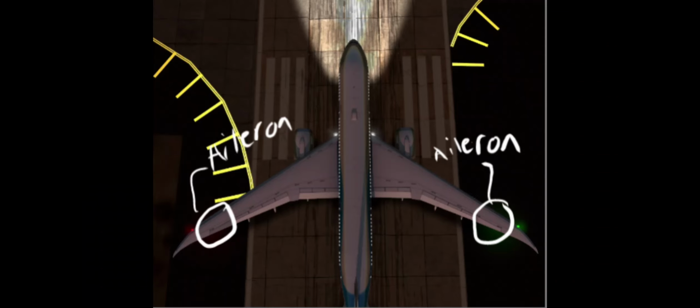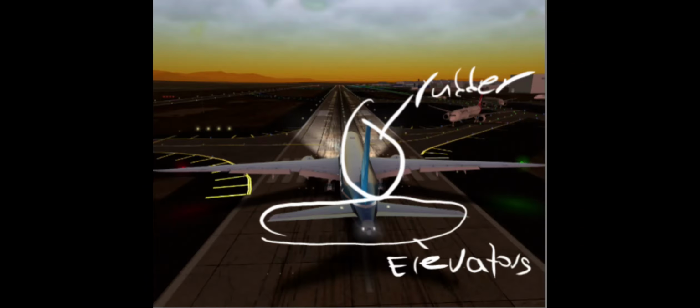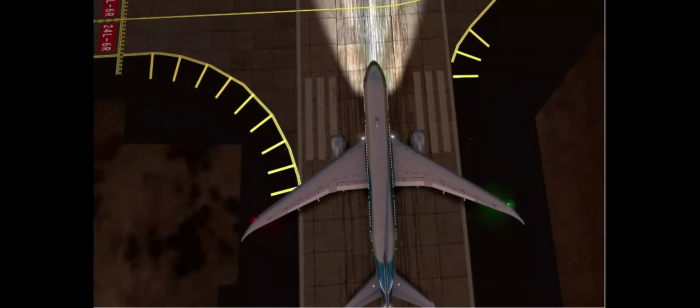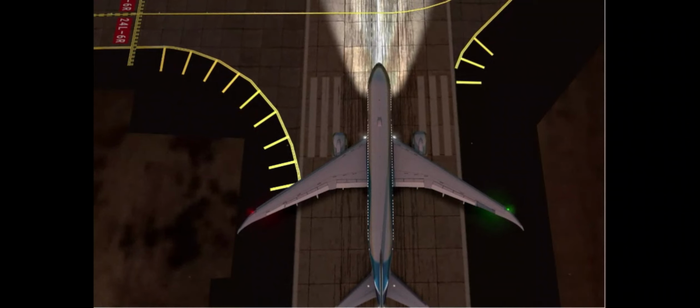The primary control surfaces are the aileron, rudder, and elevators. The primary control surface is required to control the aircraft safely during flight. What do I mean by that? Let's take a look at their functions.